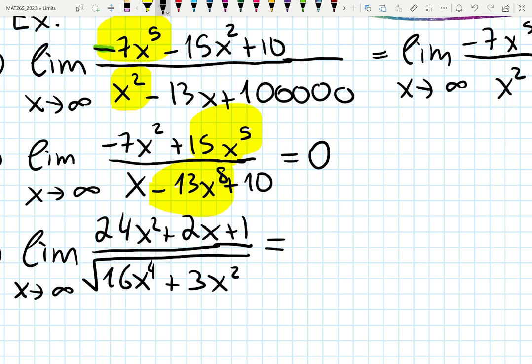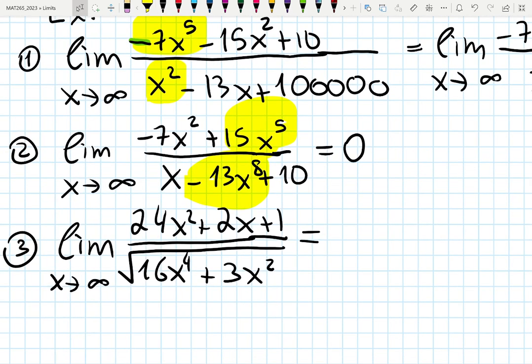That's how you know. Who is the leader of the top of the third example? 24x squared, not 2x and definitely not 1. Oh, did I tell you that nobody cares about this constant? So again, it's a big number, but it's a constant. At infinity, it's still the same number. Other numbers already went to billions, and this thing is still the same. That's why it doesn't matter.